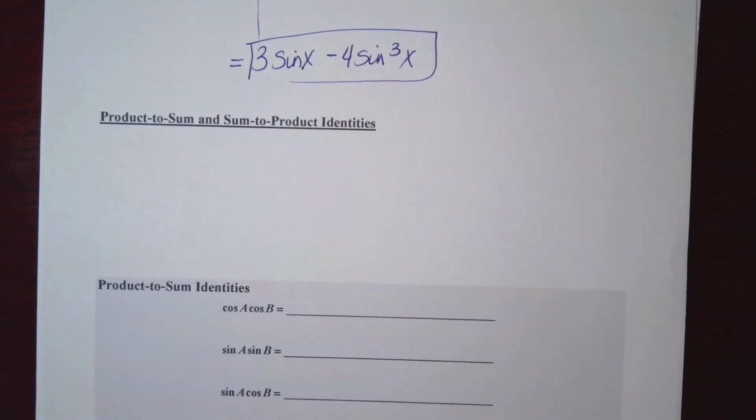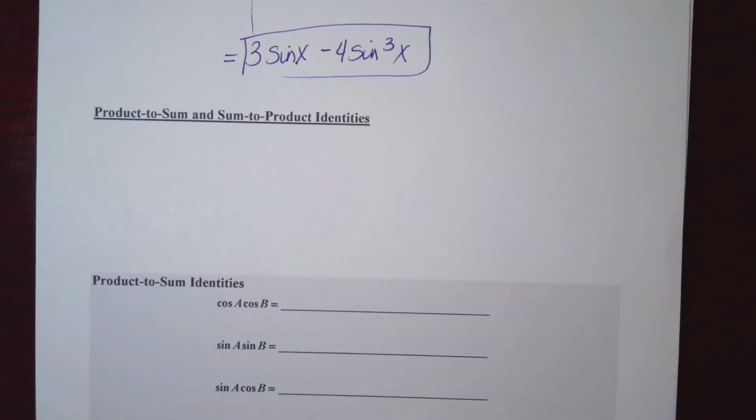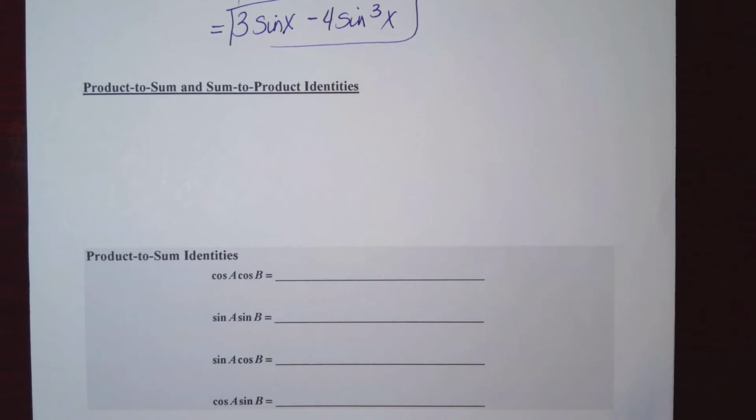And we are going to move to product to sum and sum to product identities. We've only got a few examples here. Mostly it's copying down those identities and talking about how to derive a couple of them.